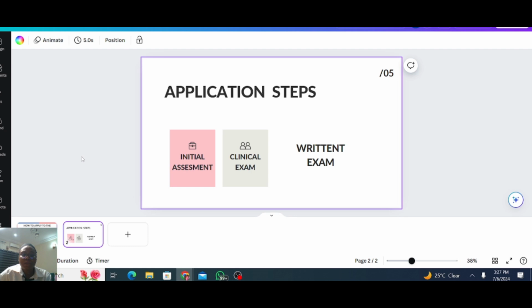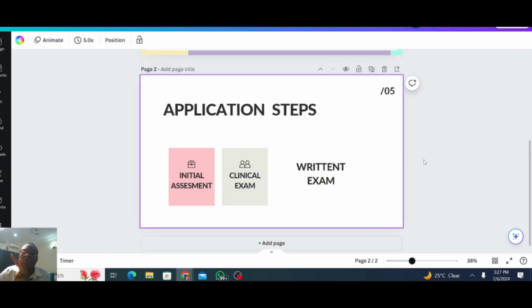First things first, for you to register with the Australian Dental Council, you are going to take 3 steps. The application process comes in 3 steps. The first one is the initial assessment. The second one is written exam. After the initial assessment and you pass it, then you move to written exam. After the written exam, you move to clinical exam.